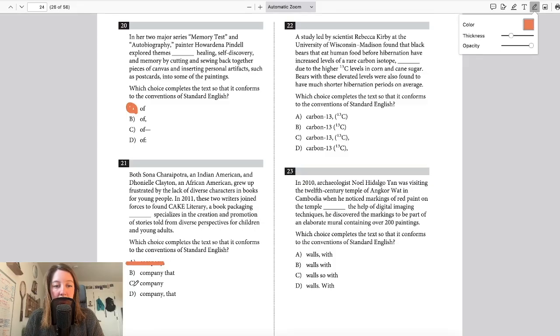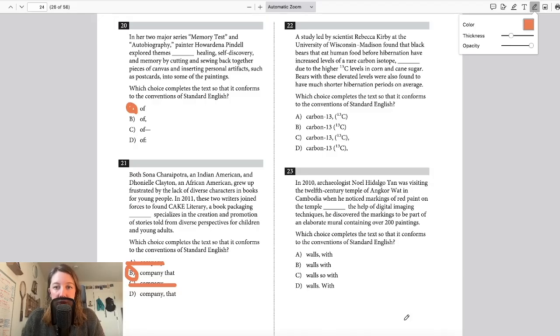So we're going to already go ahead and get rid of A and C. We don't need to put a comma here. So this one is B. The reason we wouldn't put a comma here is because it would separate the subject of this phrase, so the company, from the prepositional phrase. So what does it do? It specializes in the creation and promotion of stories, right? So that would really break our sentence structure. So we just need to make sure that the subject of the sentence and the predicate of the sentence, which is the verb plus objects and other things, are linked. Okay, great. So that one is B.